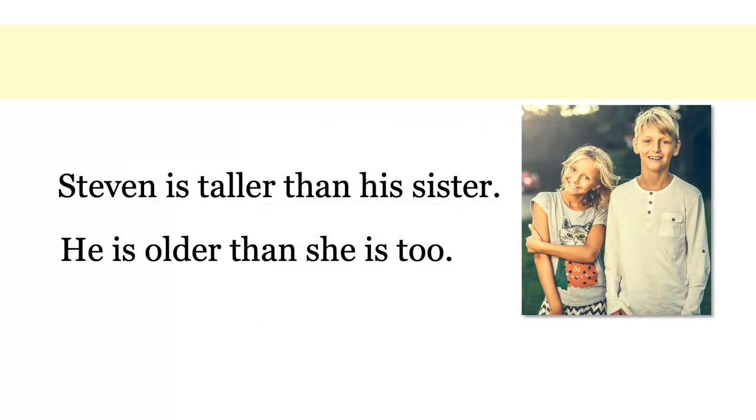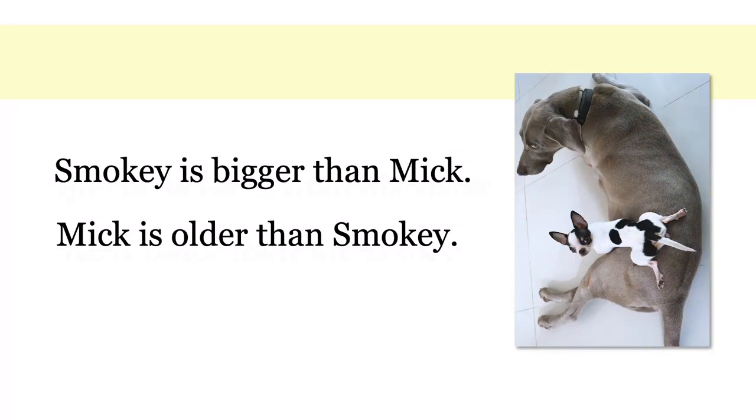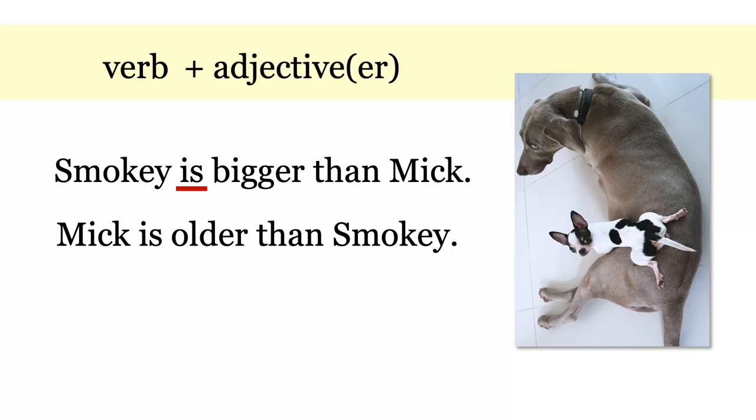Stephen is taller than his sister. He is older than she is too. Smokey is bigger than Mick. Mick is older than Smokey. Okay, notice in all of these sentences we have the same pattern. We have a verb. Here in the first sentence, that's is. And then we have the adjective with an ER ending, bigger. And then we use the word than to make the comparison.